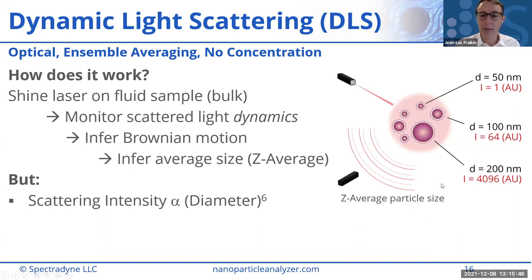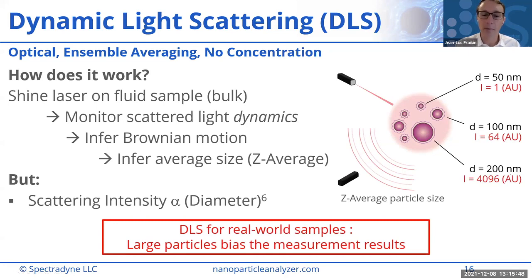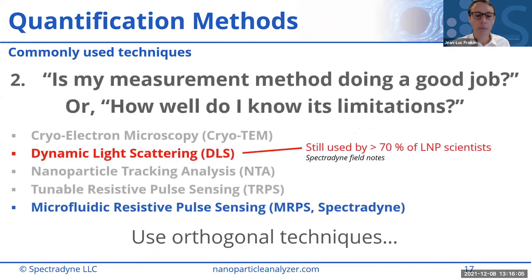So effectively what that means for real world samples, which by nature carry a variety of particle sizes, is that the large particles in the sample end up strongly biasing the measurement results from dynamic light scattering. And Lou and I are going to show you many examples of that today throughout the talk.